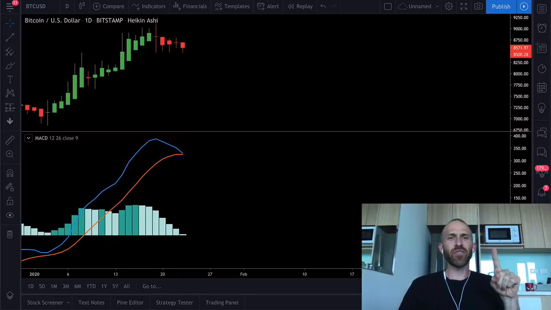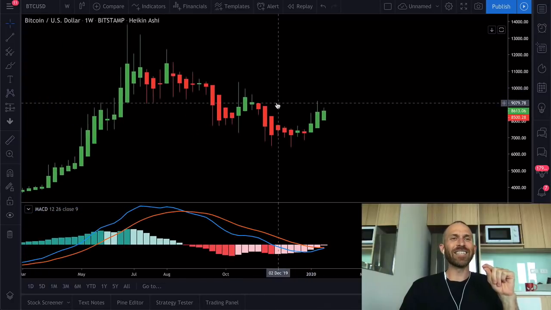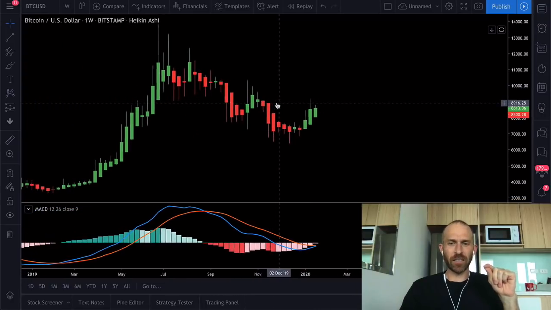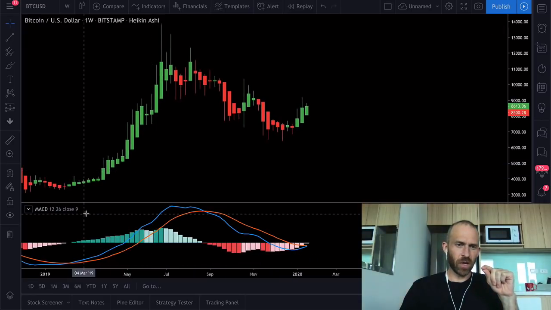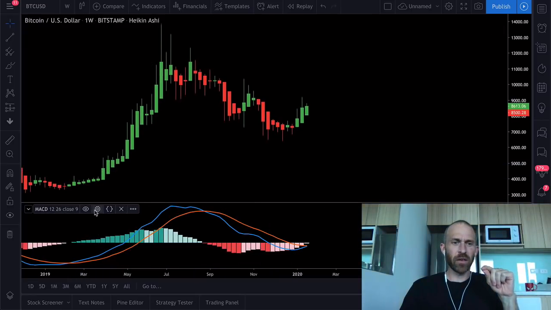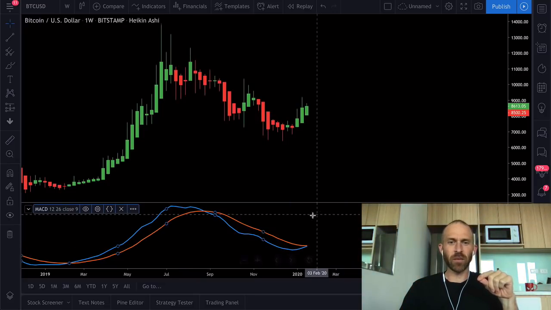So other things I find useful with the MACD. We have some other time periods we can look at the MACD. So another one that is one of my favorites is the 1 week MACD. Now, why is this my favorite? Because of a few things. So I'm just going to turn off the histogram because this can get kind of annoying to look at. It gets in the way of just looking at the MACD lines.